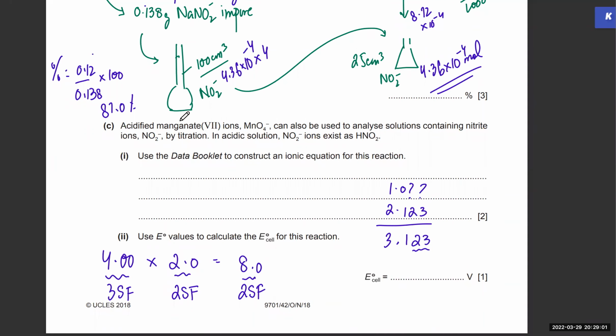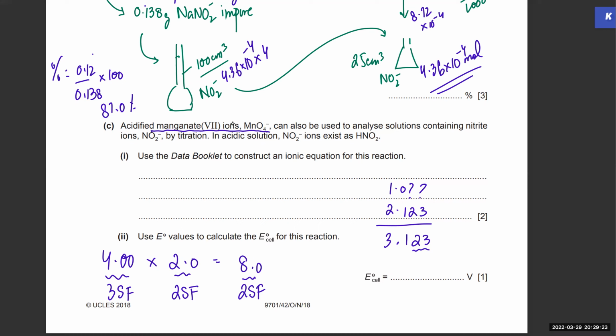Now the other thing is there's acidified manganate ions, and he's saying it can be used to analyze solutions containing nitrite ions by titration in acidic solution. NO2 minus ions exist as HNO2. Use the data booklet to construct an ionic equation. First thing, acidified manganate 7 ions. So there's a reaction that's happening.